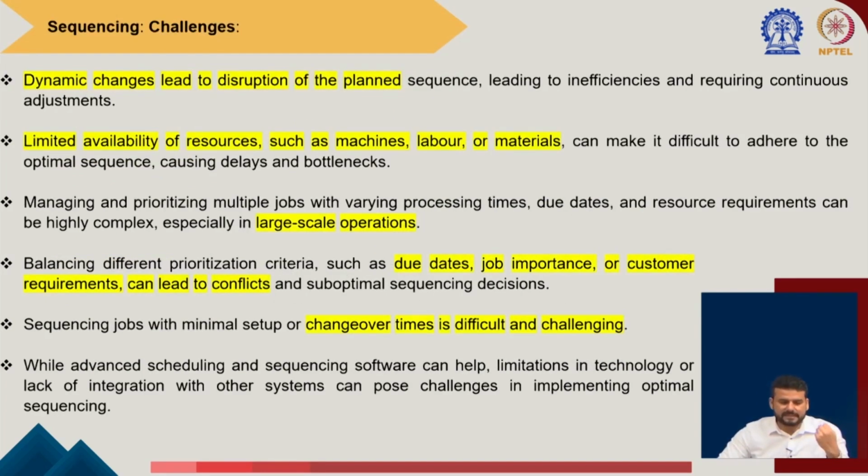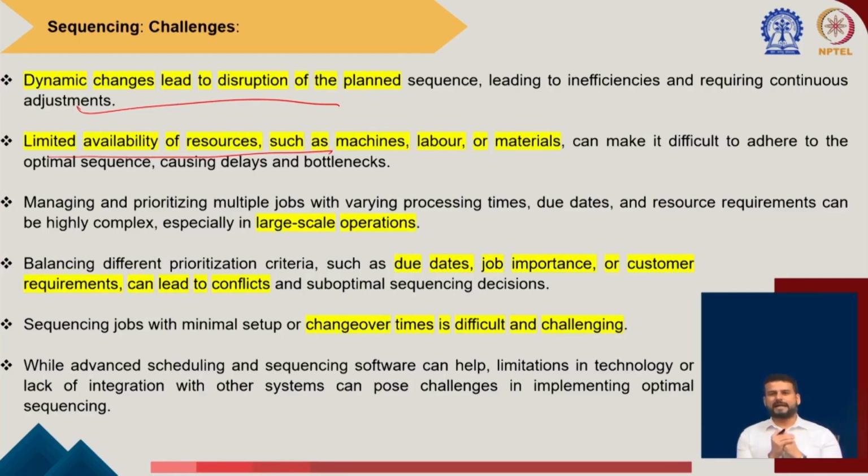Obviously some challenges are there, because we are saying that it is dynamic, so we are changing very frequently. Yesterday you planned something, but today the critical ratio changed, so now you are planning some other sequence. That disruption makes it very difficult to standardize the process. That can happen if your adaptable kind of algorithm is there. Another challenge is limited availability of resources such as machines, labor and material.